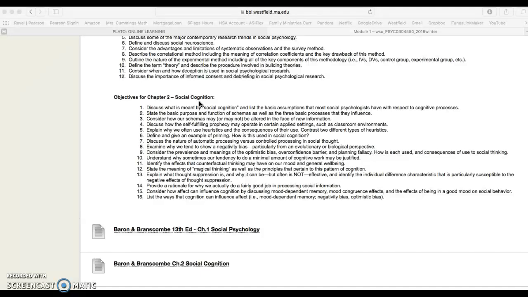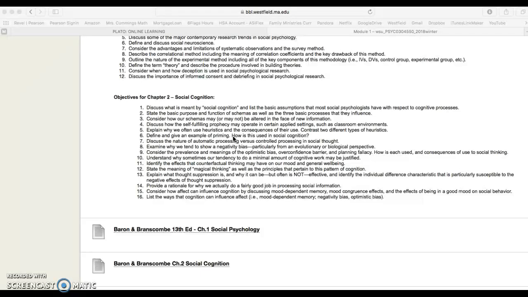Like how do other people affect our thinking, and how do we think, and how does that affect other people? So it's a kind of a two-way street there. So here we're really getting into a lot of the theory and the concepts behind what drives our social cognition. So we're going to talk about schemas. We're going to talk about self-fulfilling prophecy, and how we use shortcuts or heuristics in our thinking.